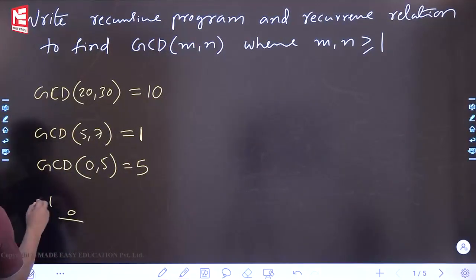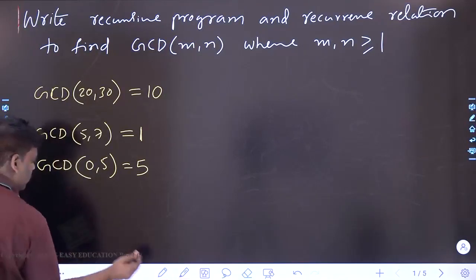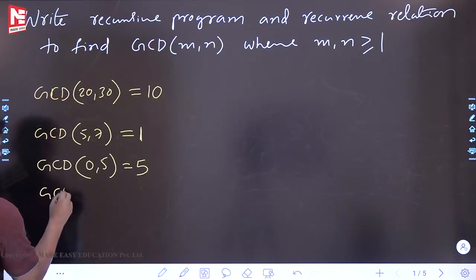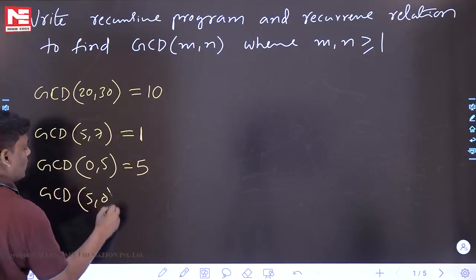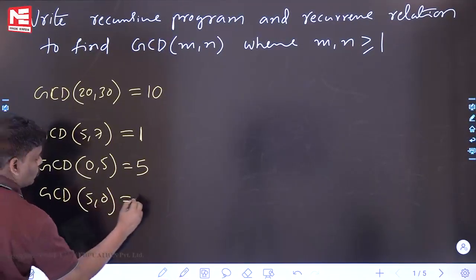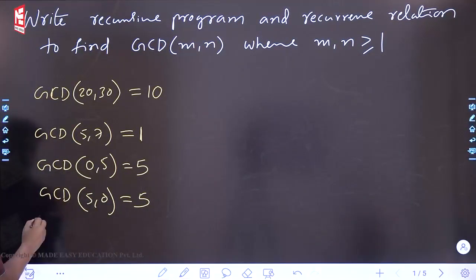Right? Now see the next one. One more example. See this also. GCD of 5 comma 0. What is the answer? The greatest number which can divide both is 5. Next one.